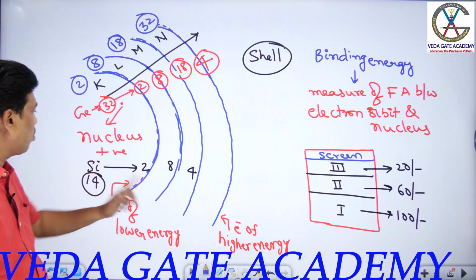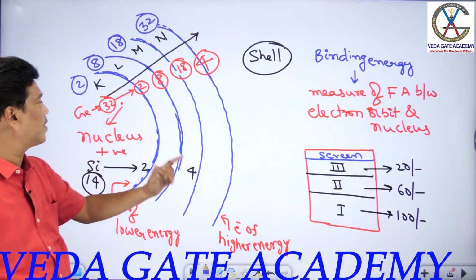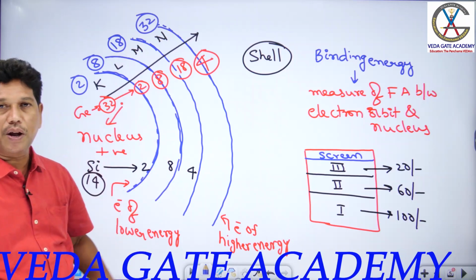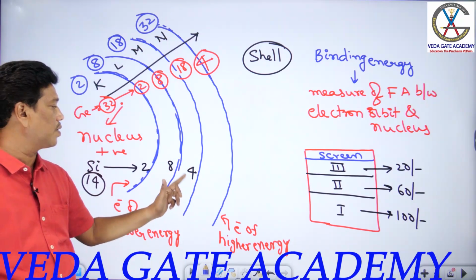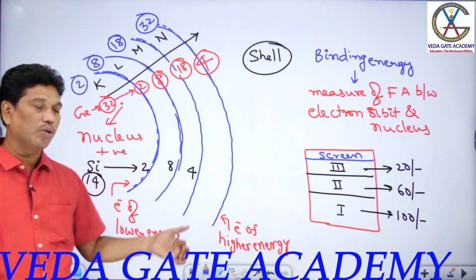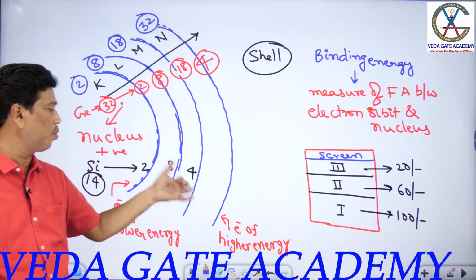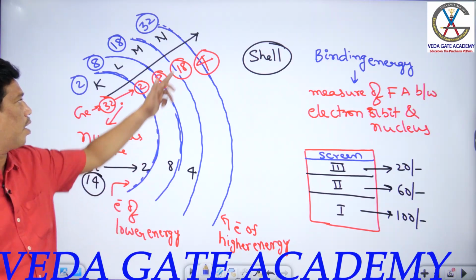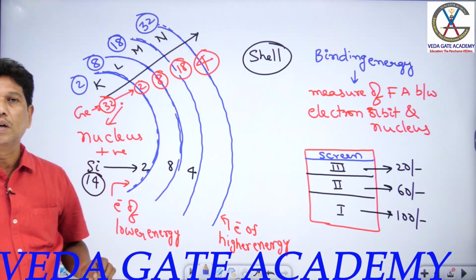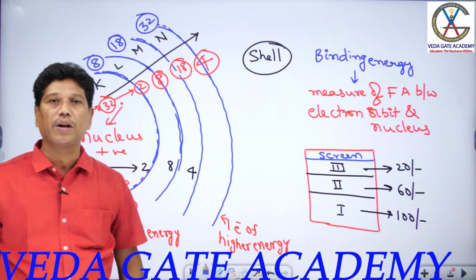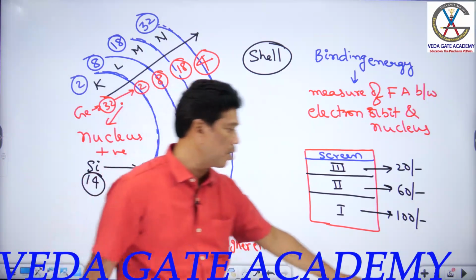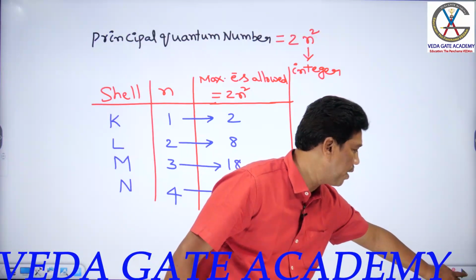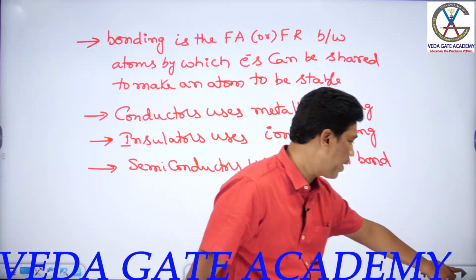Suppose you go for silicon. The outermost cell is M, so it is also not complete. In this outermost cell, how many electrons are there? 4, so these are valence electrons. That is also tetravalent. Both germanium and silicon each have 4 valence electrons in their outermost cell. Both are tetravalent. Understand now?